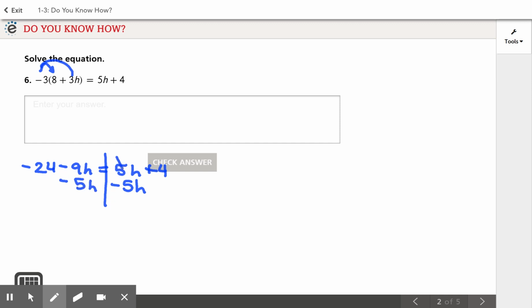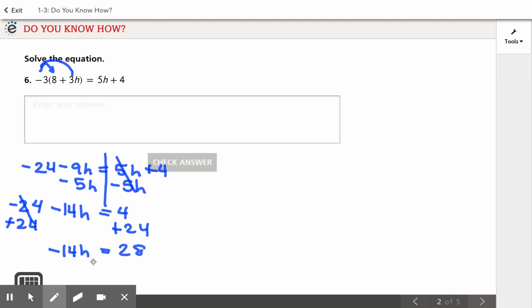Be careful that the negative 9h is kind of on the inside, so make sure that you line up the minus 5h. Now, please make sure that you're using some type of calculator if you're not very good with negative integers. Negative 14h. Drop down that minus 24 equals 4. So now we have to undo minusing by adding. So we're going to add 24 on both sides. And we are left with negative 14h equals 28.